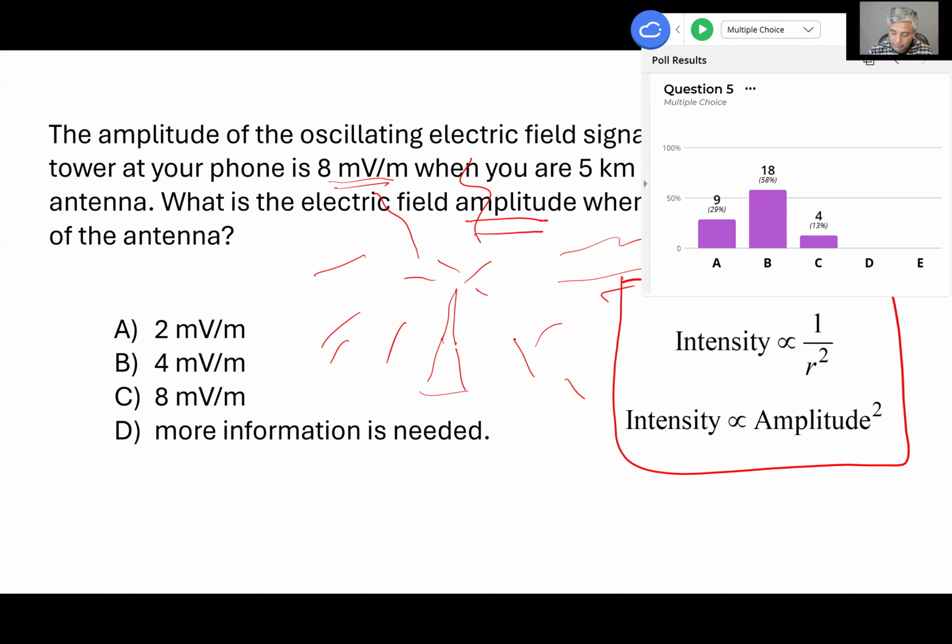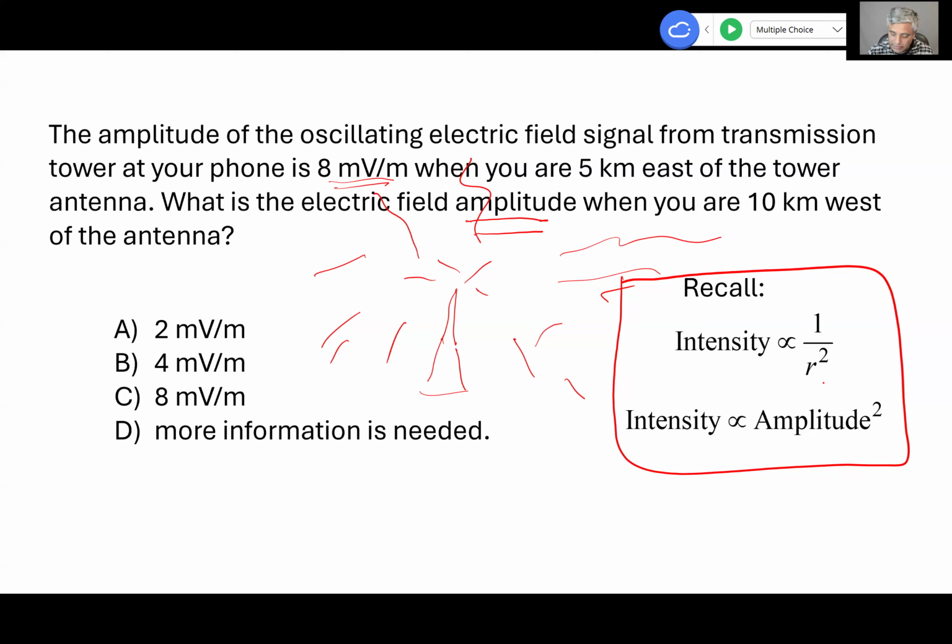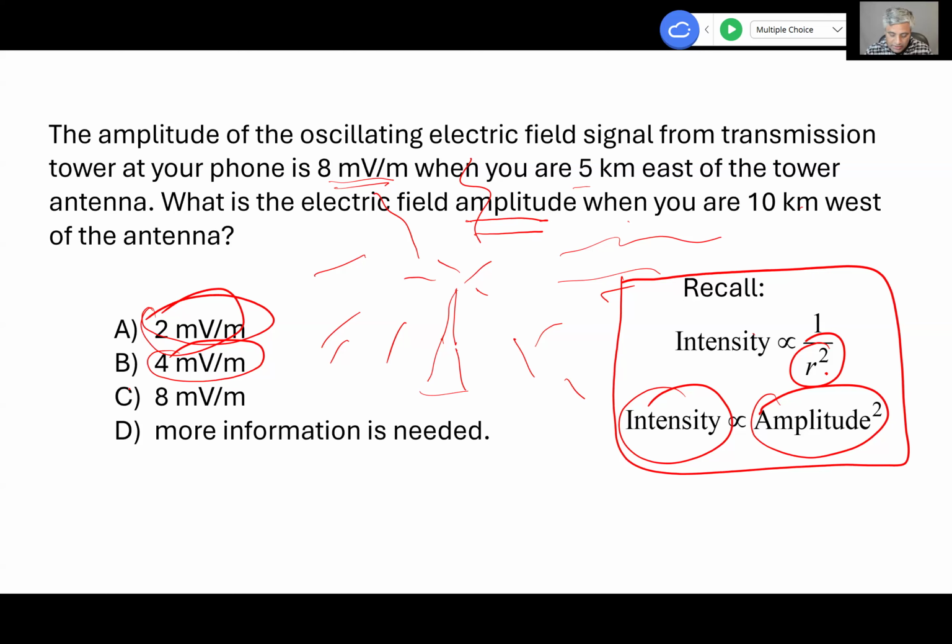So mostly B, and that is correct. Intensity is inverse square, but here the question is talking about amplitude. So that means amplitude and distance are inversely related. Because of that, when distance doubles, it becomes only half. But if the question was about intensity, then the answer would have been 2 millivolt per meter, okay? This quarter, I should say. Distance doubles, it became half, not a quarter, because it's talking about amplitude, because intensity is amplitude squared.